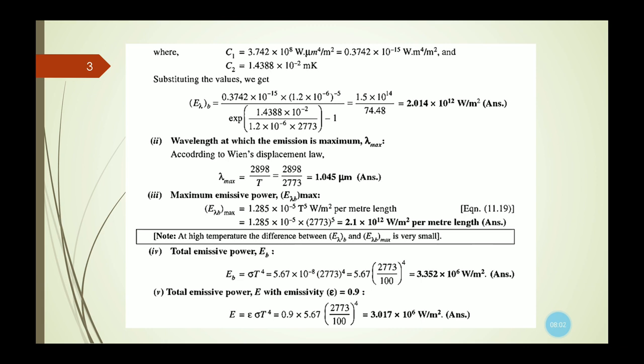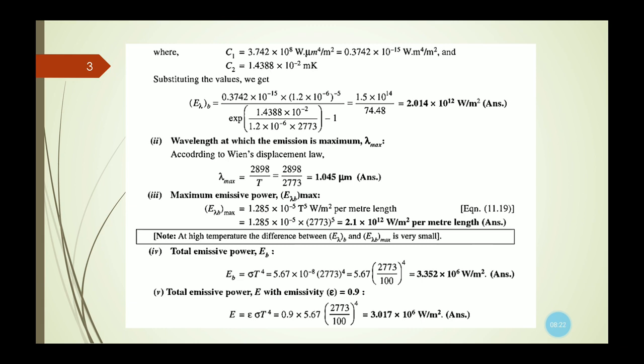Now if we put the value of T here, then we get the total emissive power. This is actually 3.352 into 10 to the power 6 watt per meter square. So by using the Stefan-Boltzmann law, we have calculated this total emissive power.